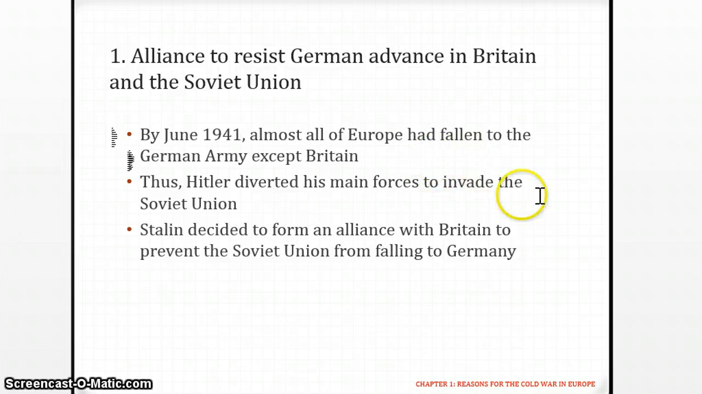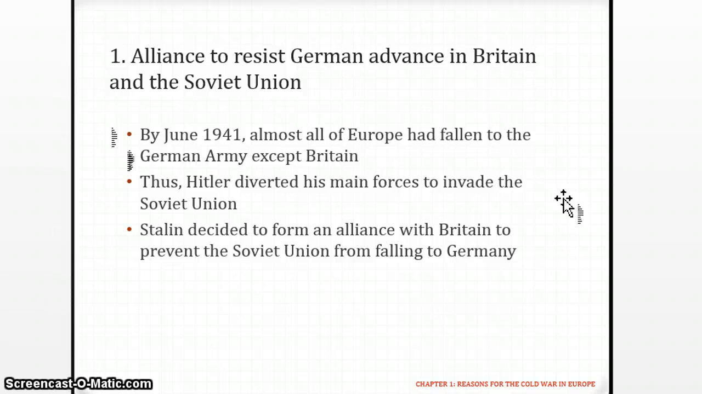And Hitler actually broke the Nazi-Soviet pact. If you do not know what the Nazi-Soviet pact is, again, please go and revise. He broke the Nazi-Soviet pact to invade the Soviet Union. And if you did not know about this, it was the cold, harsh winter of Russia that actually made Hitler fail to properly invade the Soviet Union.